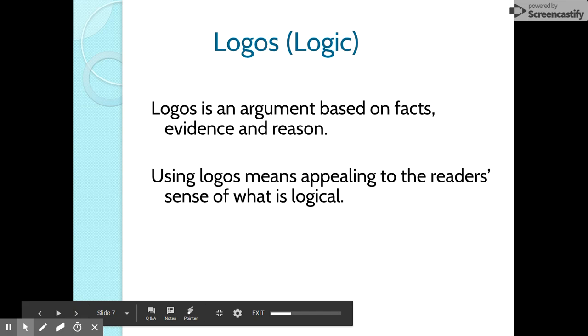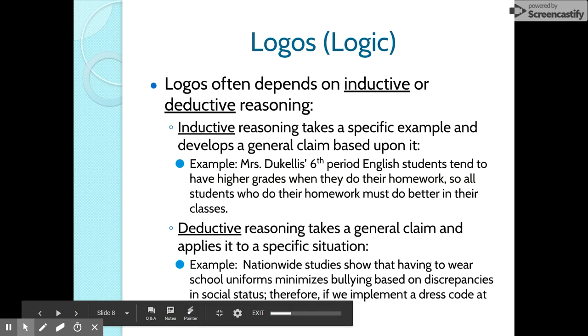Let's start with logos. Logos is an argument that's based on facts, evidence, and reason. Using logos means appealing to the reader's sense of what is logical. More specifically, logos often depends on inductive or deductive reasoning. Inductive reasoning, the kind that we use in a science classroom, takes a specific example and develops a general claim based on it. So in a science class, you would make an observation, and then you would come up with a claim about the world based on your evidence.